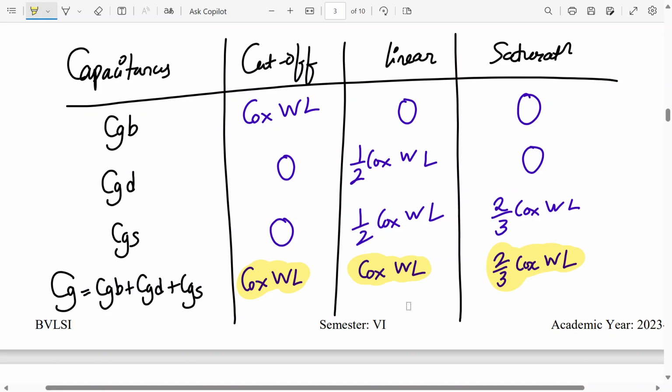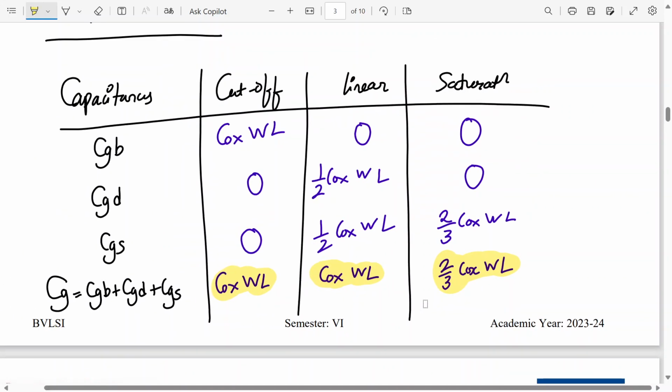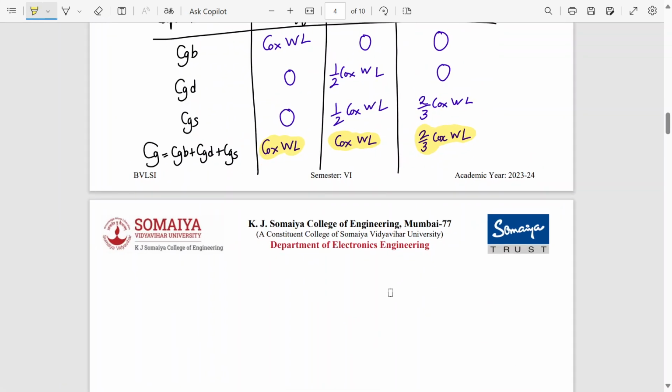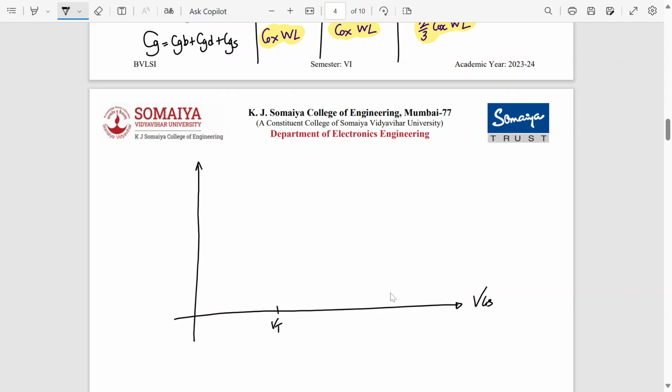Okay, everyone understood? Now if I plot the same information on a graph, let's say this is the x-axis, this is VGS. Let me mark here VT, this is VT plus VDS. Let me mark these points.